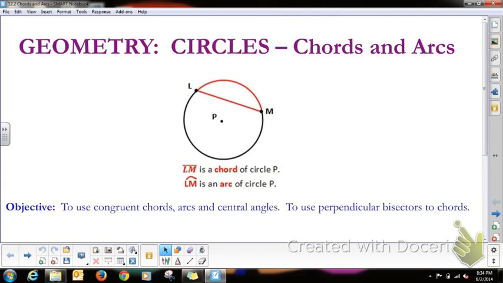Hi, this is Geometry, Circles, Chords, and Arcs. Our objective is to use congruent chords, arcs, and central angles, and to use perpendicular bisectors to chords.